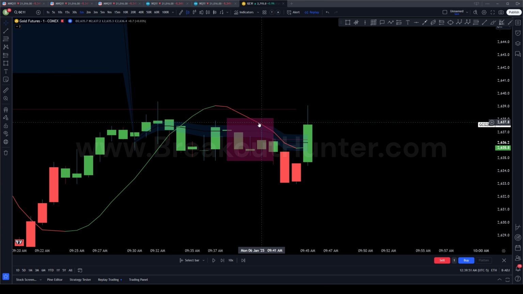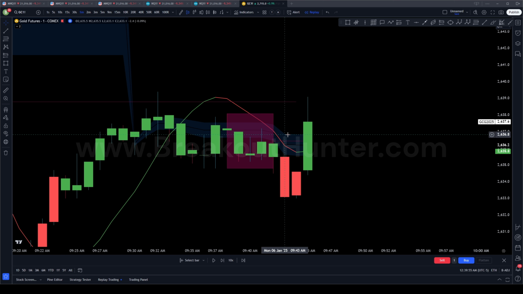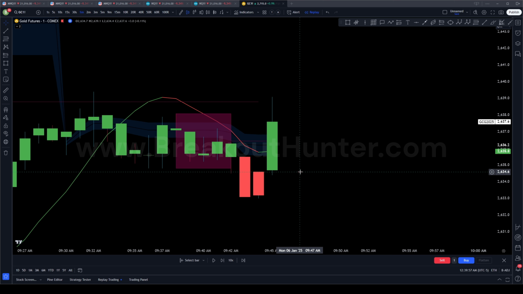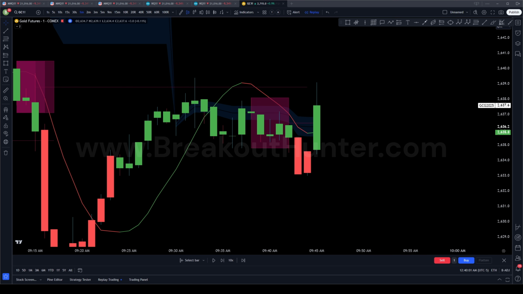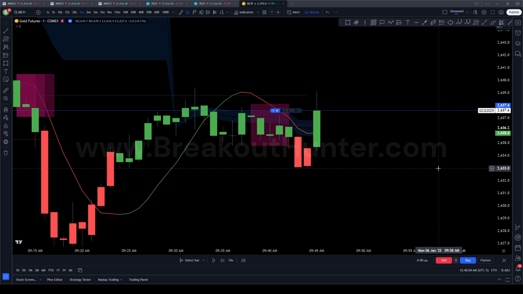A new contraction was created, and we just closed over that expansion line and the First Light Beacon at the same time, and our beacon line has turned green. This is my entry for my scalp right here.